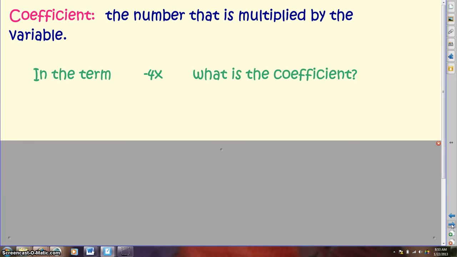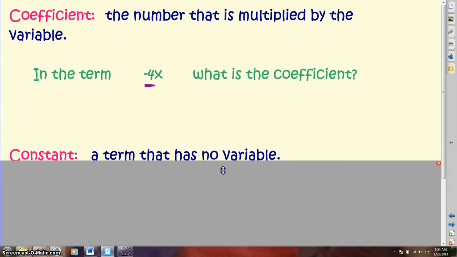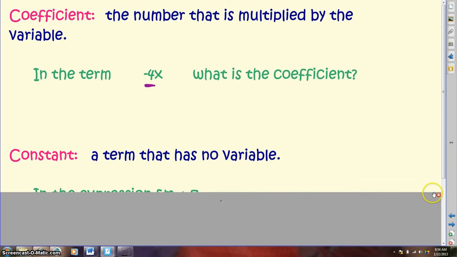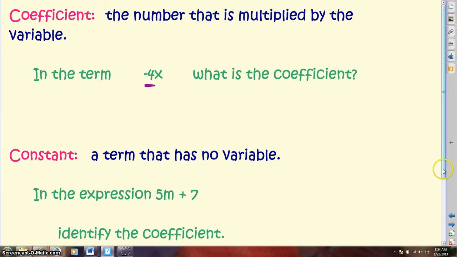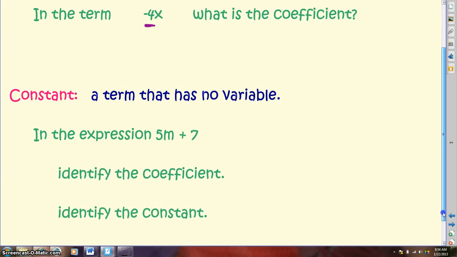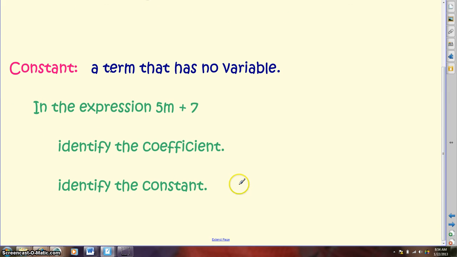These other ones we've talked about. A coefficient is the number that we are multiplying by our variable. So in the expression negative 4x, negative 4 would be our coefficient. I also use the term constant. A constant is a term that doesn't have a variable in it. So for instance, in the expression 5m plus 7, the constant value would be 7. The coefficient would be the 5, and the variable would be the m. A variable is the letter piece that is used in place of a number.